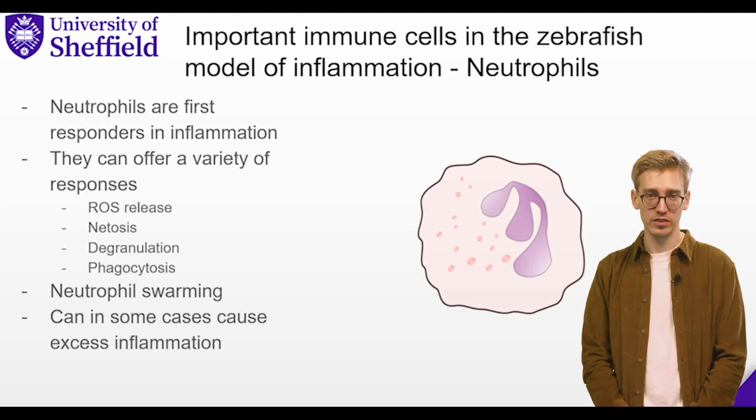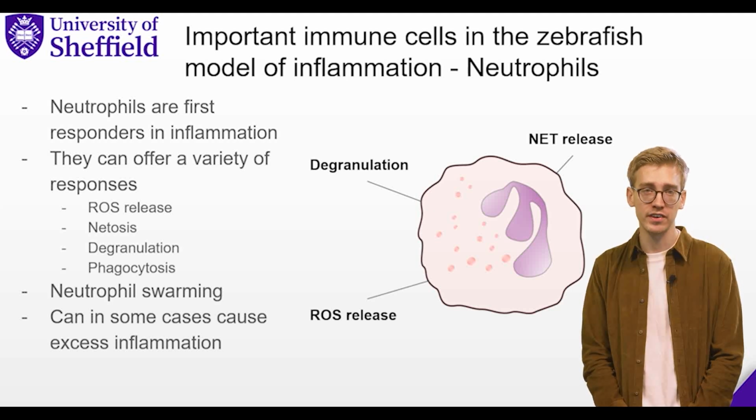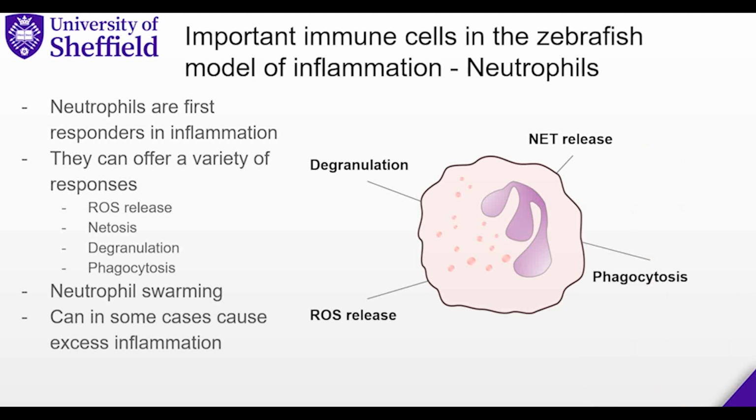Neutrophils are the first responders in inflammation, as I mentioned. They can offer a variety of responses, for instance, the release of reactive oxygen species to signal for other cells, the release of neutrophil extracellular traps to capture and entangle bacteria. They can degranulate to degrade the lipid bilayer of other cells and bacteria, and they can also phagocytose to eat up pathogens or other cells.